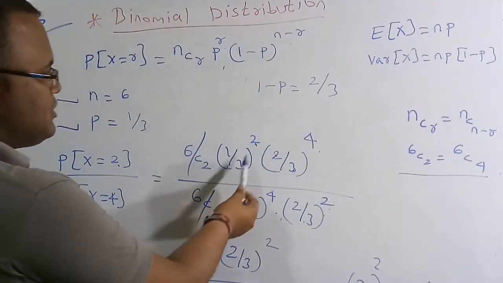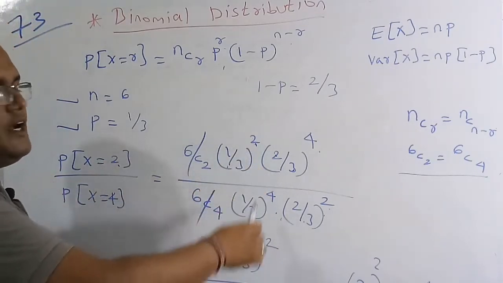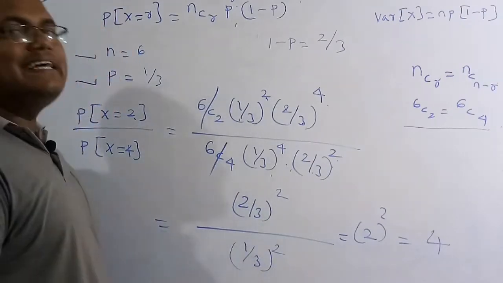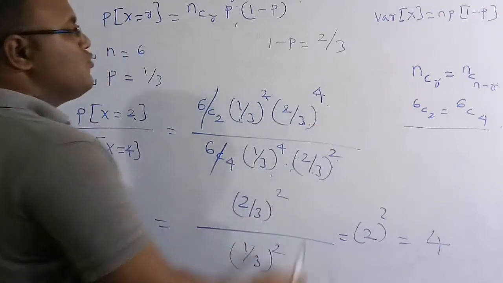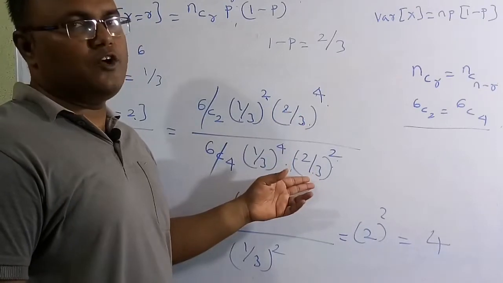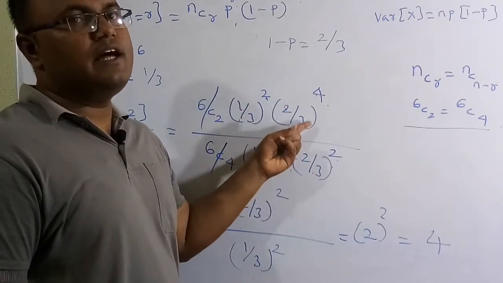And here, (1/3)^2 and (1/3)^4. So (1/3)^2 cancels in both the numerator and the denominator. So finally we are going to get (1/3)^2 in the denominator. Similarly, (2/3)^4 by (2/3)^2 means the square part is common between the upper part and the lower part, so it is going to get cancelled. So only (2/3)^2 remains in the numerator.